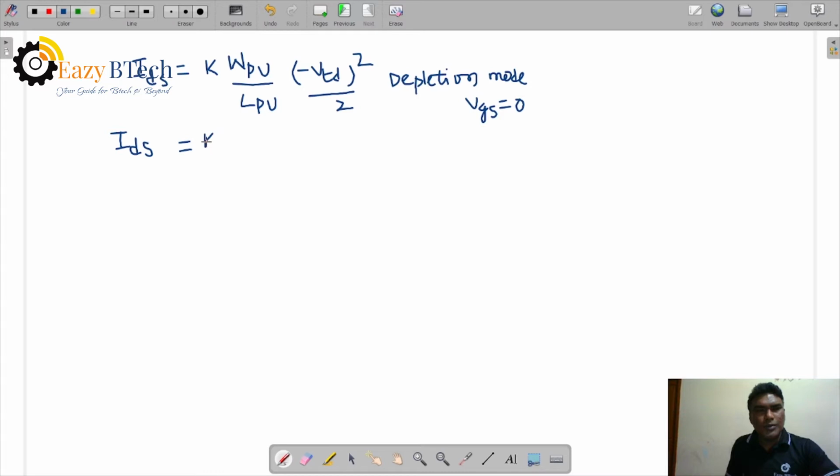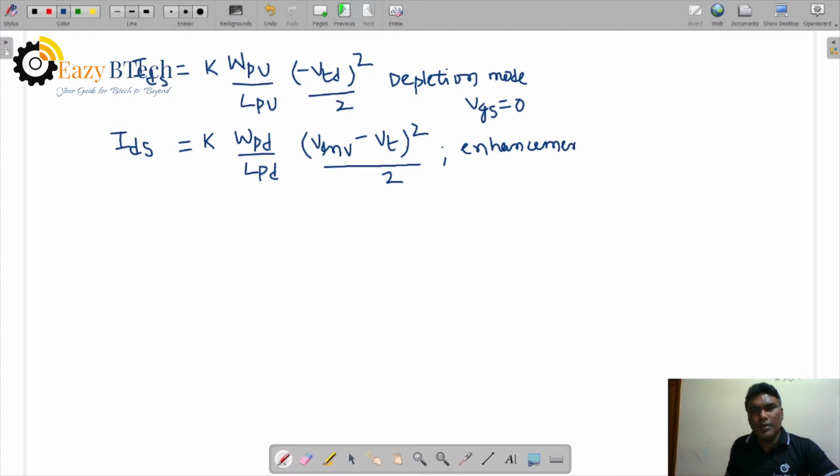So K into W pull down by length pull down, since enhancement means the pull down transistor. In the place of VGS for the second inverter, we can take VGS equal to V inverter minus VT, whole square by 2. So this is an enhancement mode transistor, the enhancement of the second inverter.